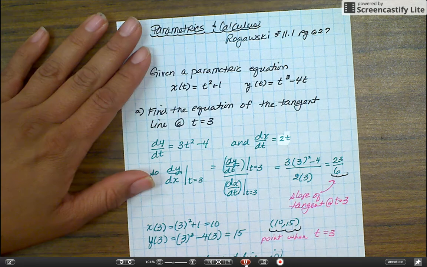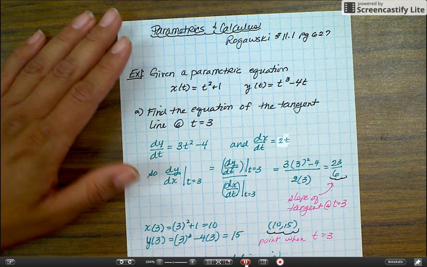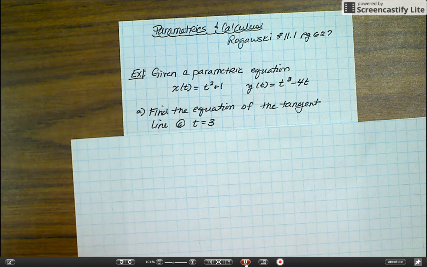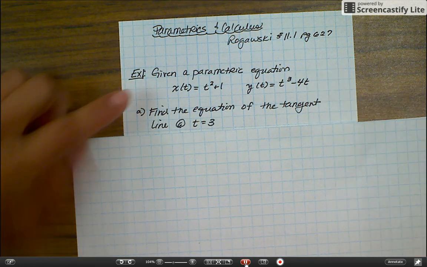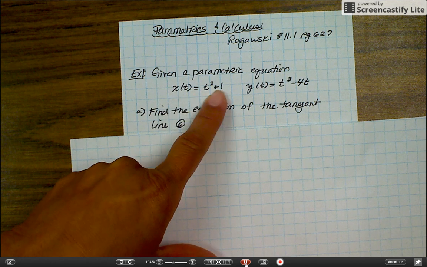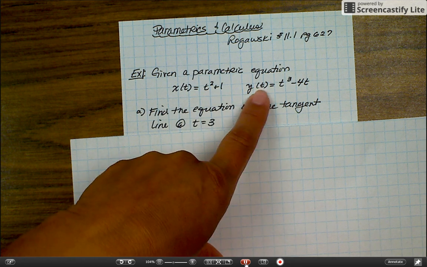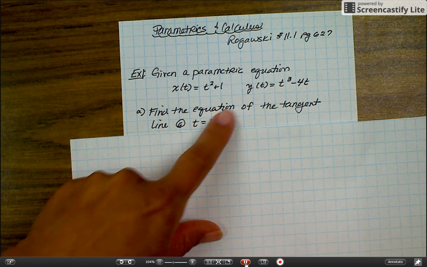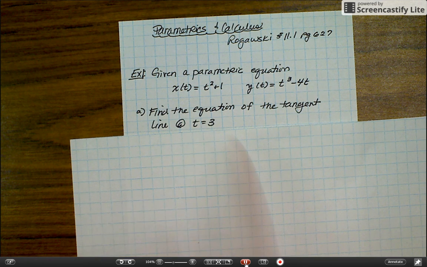Okay. So we are going to apply calculus to parametric problems. The first thing is here's an example. If we have parametric equations, x of t is equal to t squared plus 1, and y of t is equal to t cubed minus 4t. Find the equation of the tangent line at t equal to 3.